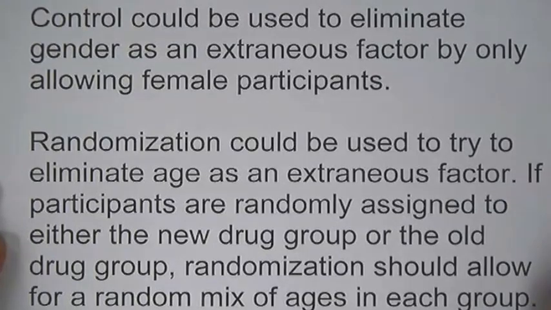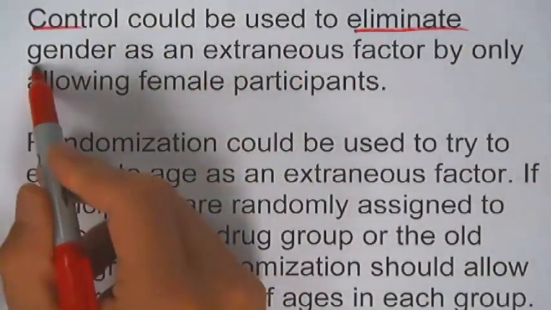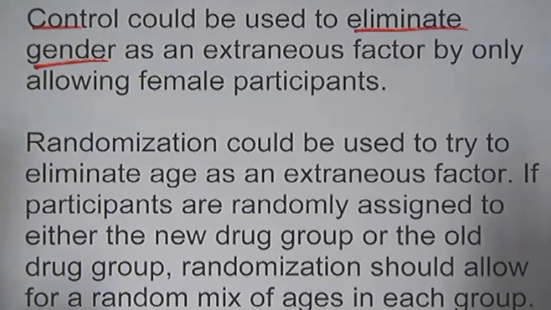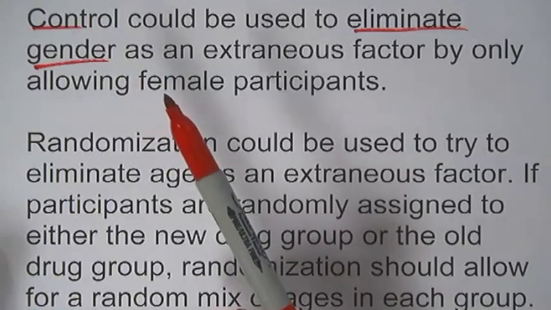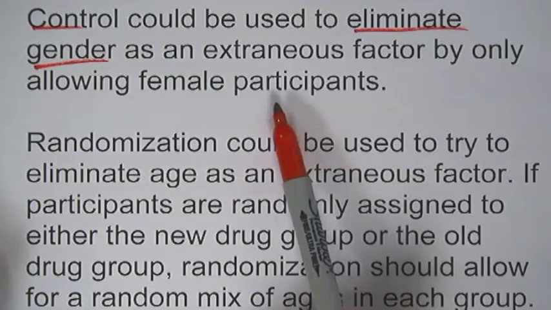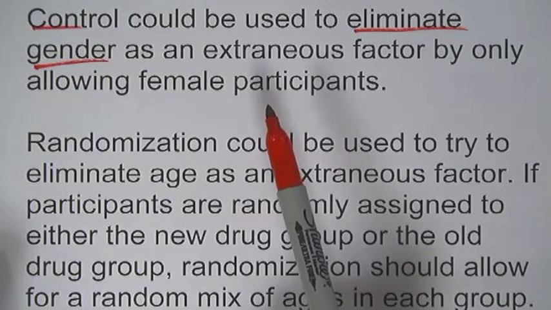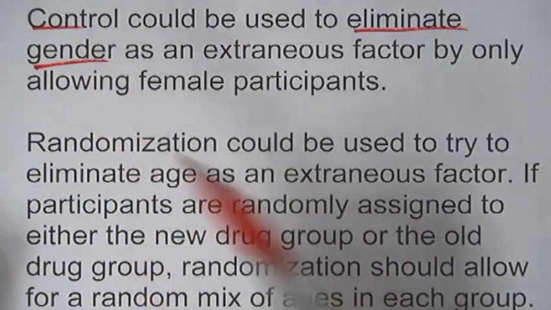So let's start with control. Control could be used to eliminate gender as an extraneous factor by only allowing female participants. So if you're worried about the effects of males versus females, if we only allow female participants, that eliminates that possible extraneous factor. So control can be used to eliminate gender.